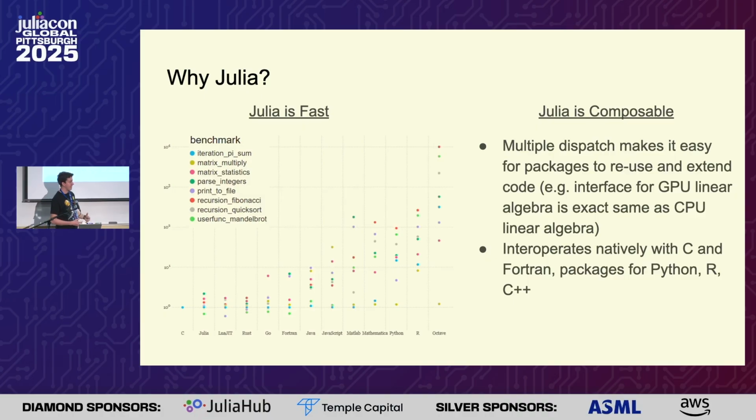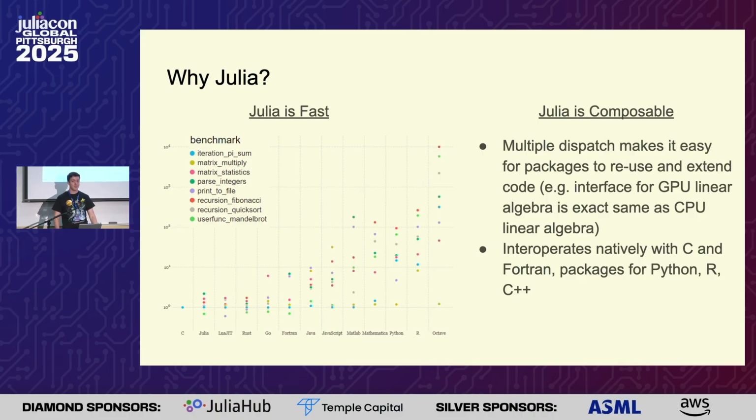But the key takeaway here is that Julia is much faster than most of these other languages. And I don't think anything specific was done to really try to optimize or fully tune this benchmark example for Julia. The next important thing with Julia is that it's extremely composable. One of the key patterns in Julia is called multiple dispatch, which makes it very easy for packages to reuse and extend code from other packages.